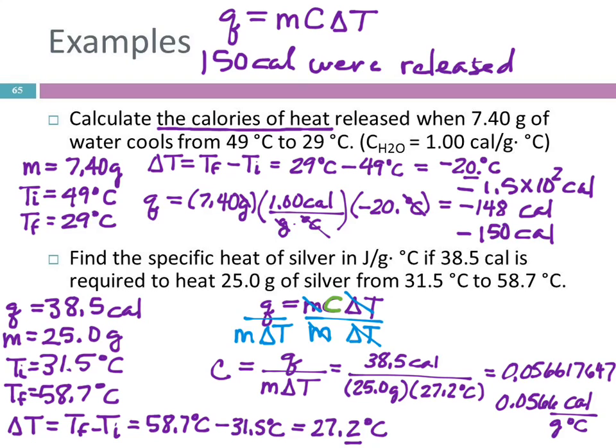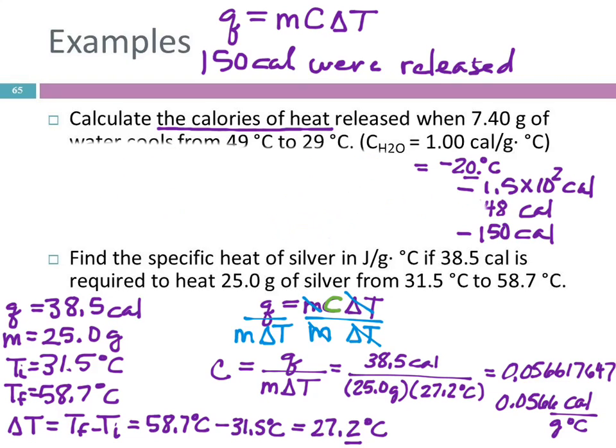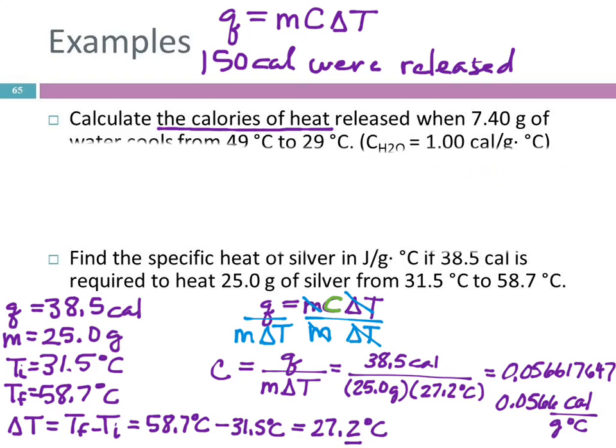Now, as Josh so wisely pointed out, that is not answering the question that we need to answer, is it? Because it asked for joules, and we calculated in calories. Horrors. Do we have to do it all over again? No, we just need to convert. So I'm going to bring it up here where I made some space. 0.0566 calories per gram degrees Celsius.